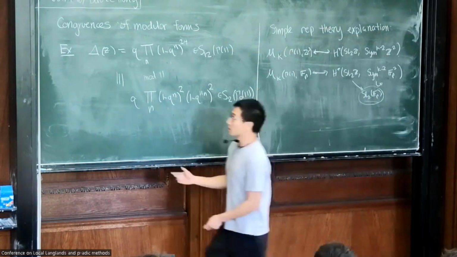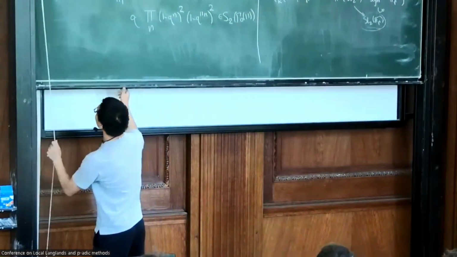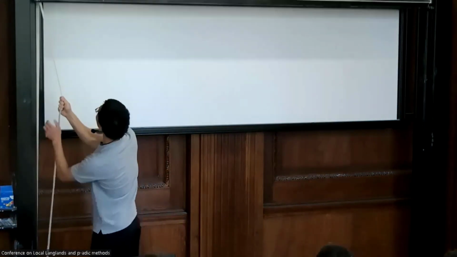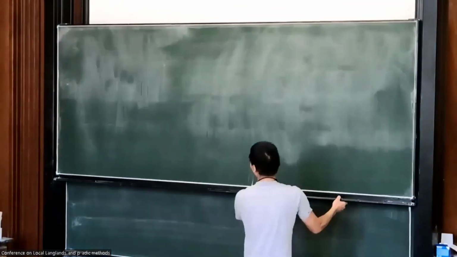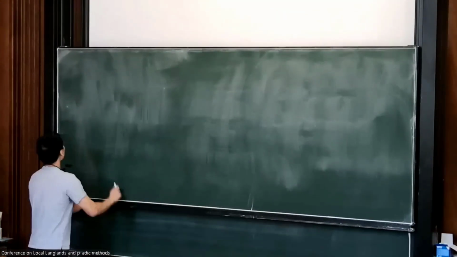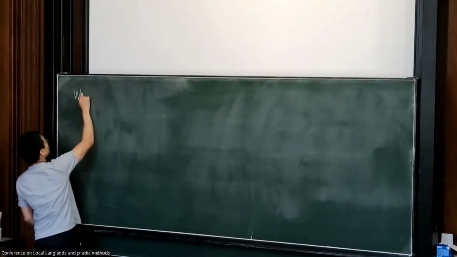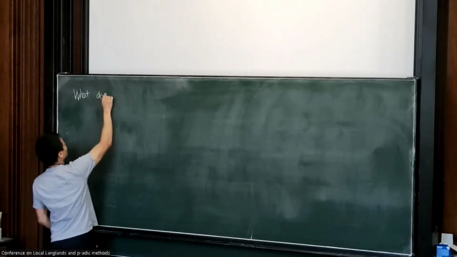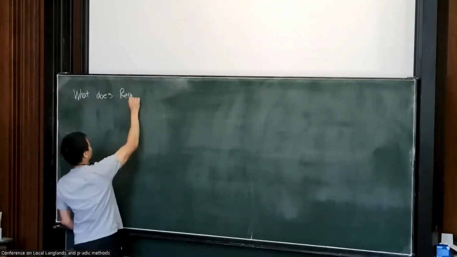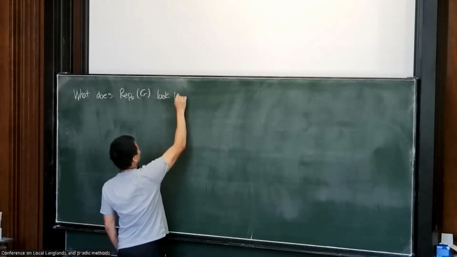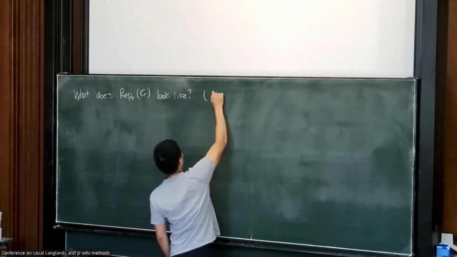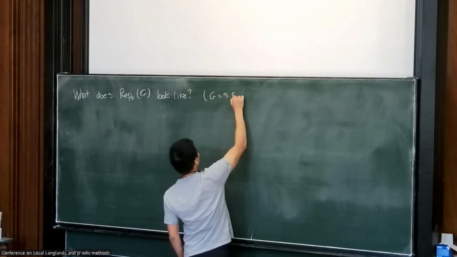So let me actually come to this board to just give some reminders about representation theory. So what does the representation theory of a reductive group look like? And I'm going to take G to be simply connected here.